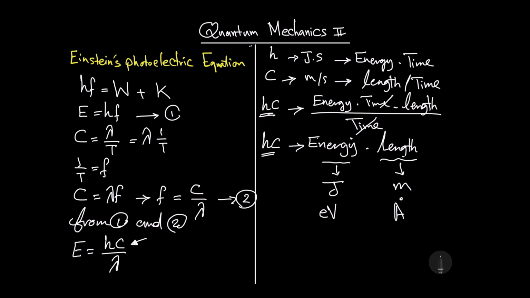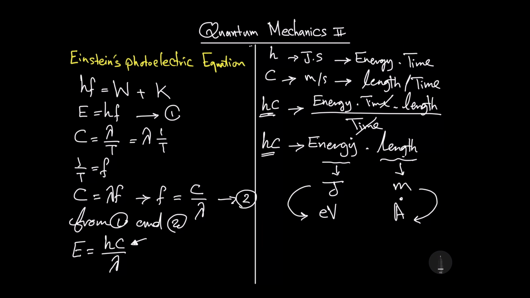Keep in mind that, in order to transform joules into electron volts, 1 electron volt is equal to 1.6 times 10 power minus 19 joule. And also, in order to transform meter into angstrom, keep in mind that 1 angstrom equals 10 power minus 10 meter. And lastly, keep in mind that the electron volt is the kinetic energy attained by an electron when it is accelerated by a potential difference of 1 volt.